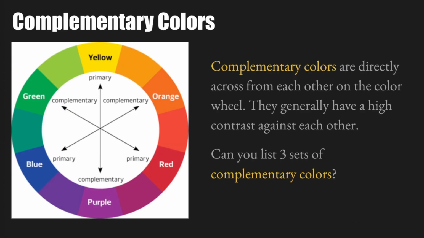Okay, now we're going to go a little deeper looking at complementary colors. Complementary colors are directly across from each other on the color wheel and generally have high contrast against each other so that they complement each other in an artwork, making it so our eyes can see each object. So I'm looking at the color wheel that's on the screen right now and think, what are 3 sets of the complementary colors that you can see?